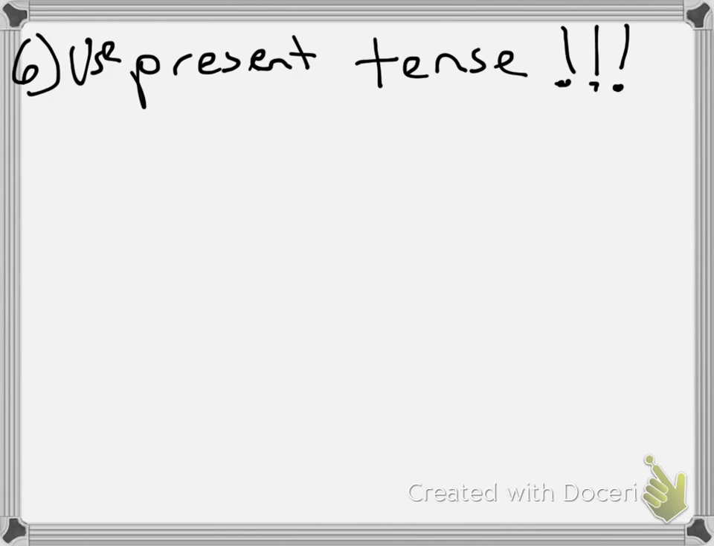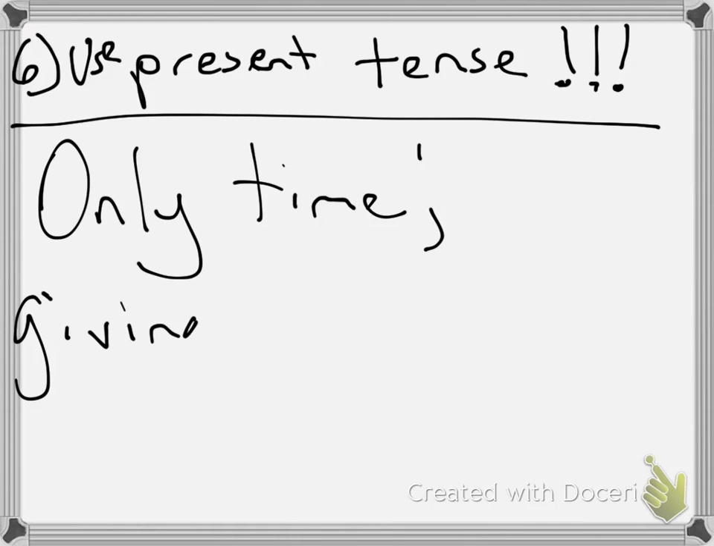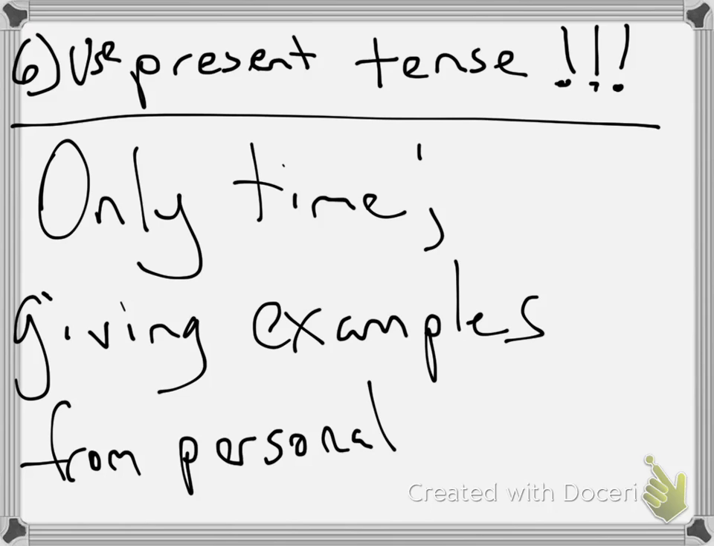Alright, next up. You must always use the present tense. So use present tense in your writing. The only time you will not use this, only time, is when you are giving examples from personal life. So personal experience. That was from the past, so you'll have to utilize past tense verbs.